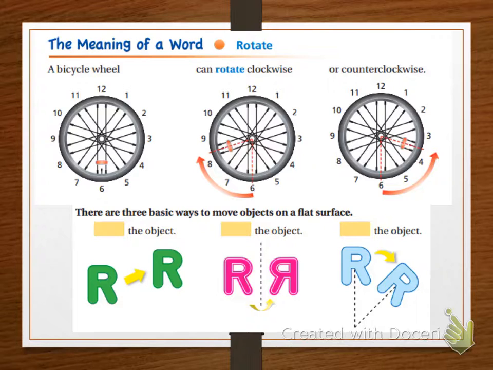And there are three basic ways to move an object on a flat surface. This first one we talked about before, which is to translate the object. The second one here is to reflect the object. And this last one here is to rotate, which is what we're going to talk about today.